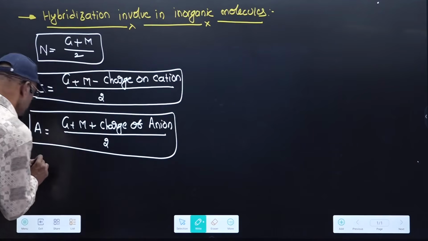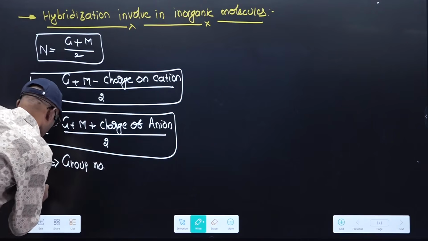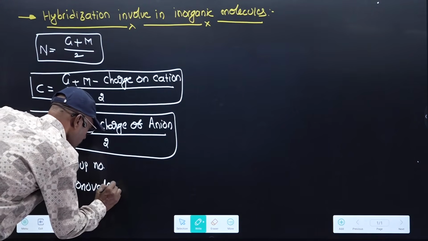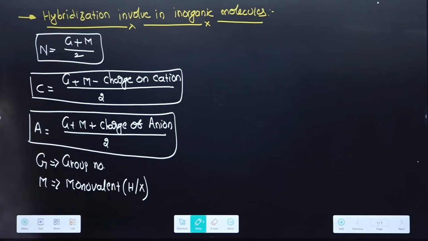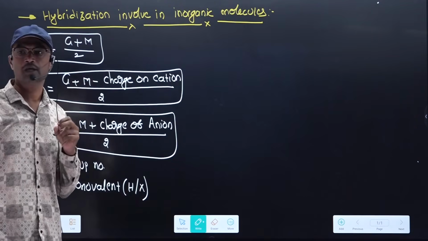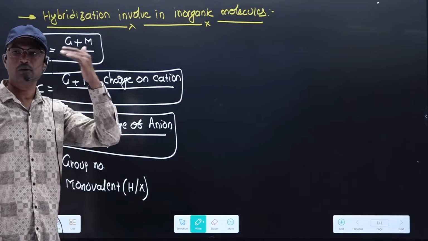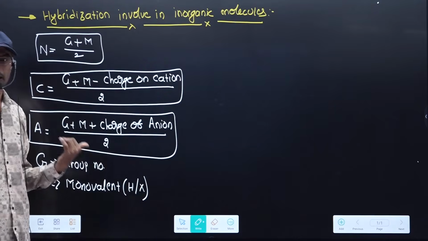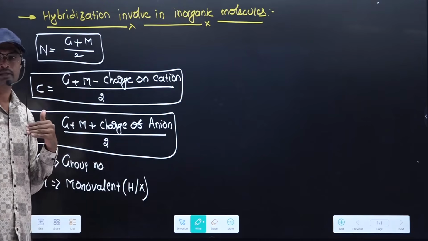So what about G? G indicates group number and M indicates monovalent. Can you give an example of monovalent? Hydrogen and halogen, having one valency. What is valency? Combining capacity of any element is called valency. What are valence electrons? Outermost electrons of any atom or molecule are called valence electrons. Ability to form a number of bonds is called valency.